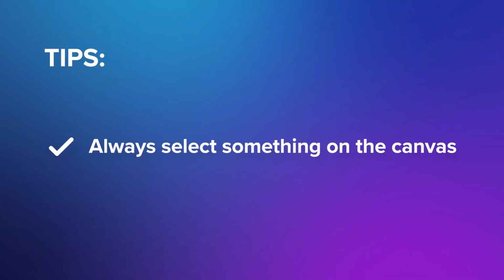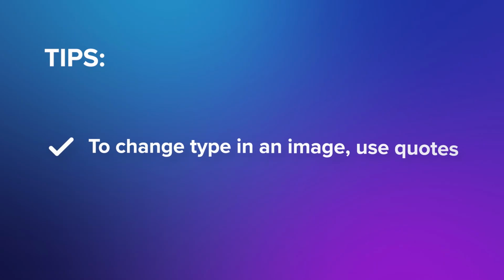Here's some tips to get you started. Always select something on the canvas. This might sound silly, but get used to hitting Command A. Use precise prompts. Let your prompt tell your story, and you'll get great results. Build on your prompts. Don't try and do everything with one prompt. To change type in an image, use quotes.